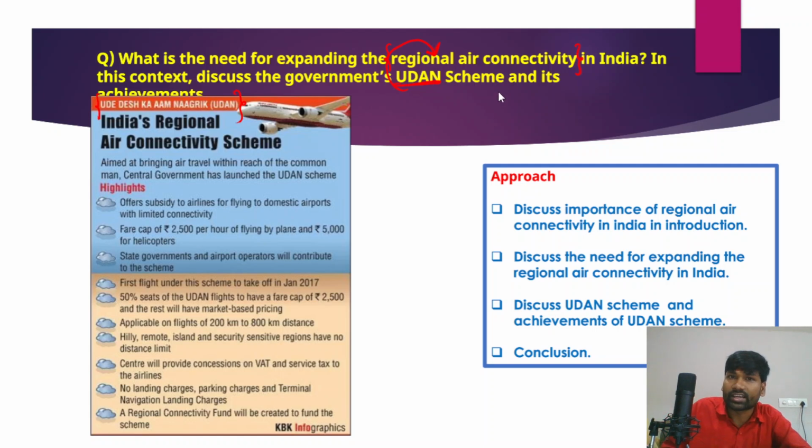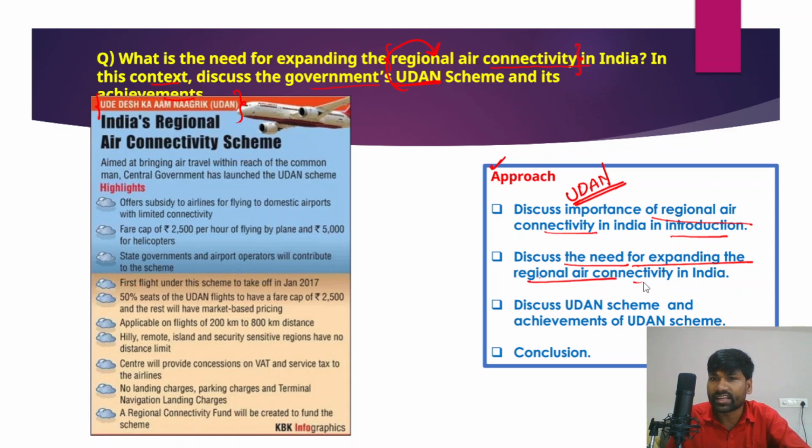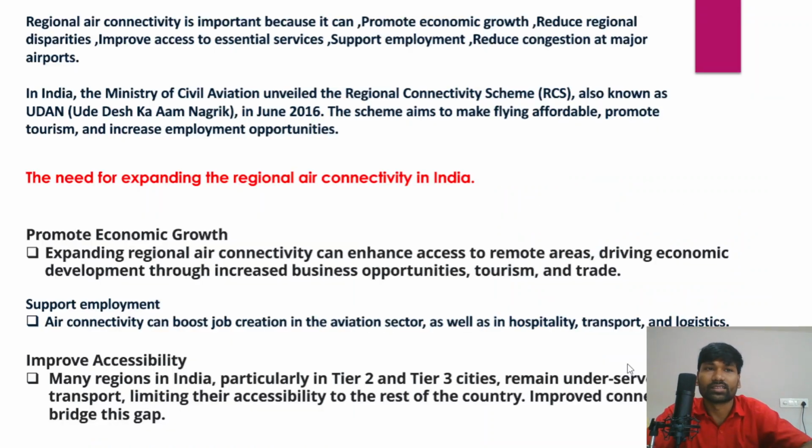So what is the need for expanding the regional air connectivity in India? And in this context, discuss the government's Udan scheme and its achievements. So what should be the approach to this question? Discuss the importance of regional air connectivity in India in the introduction, and then discuss the scheme called Udan, what this Udan scheme is. Then discuss the need for expanding regional air connectivity in India, then the Udan scheme and its achievements, and ultimately conclude this answer.